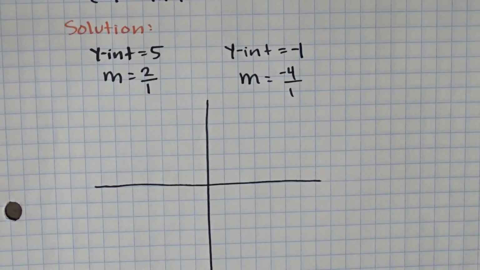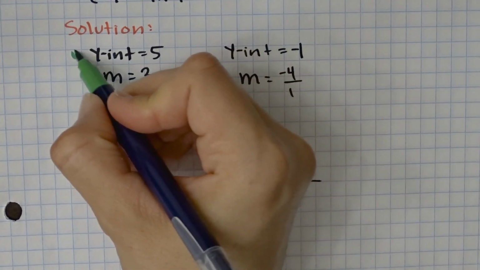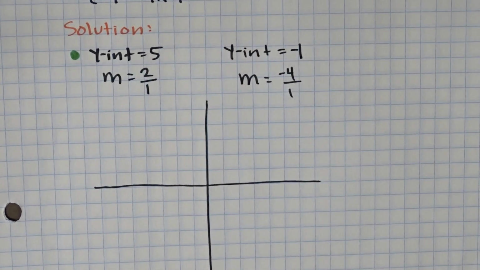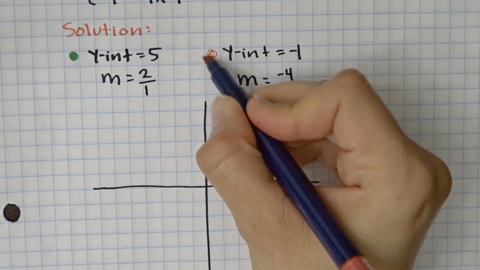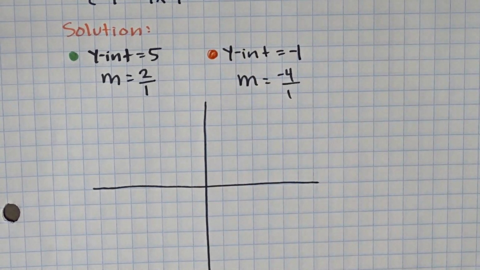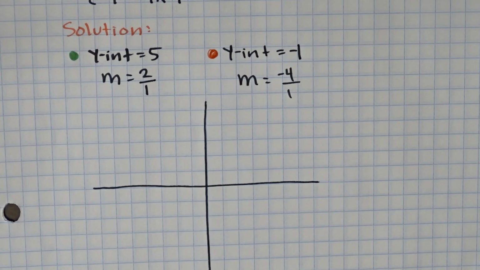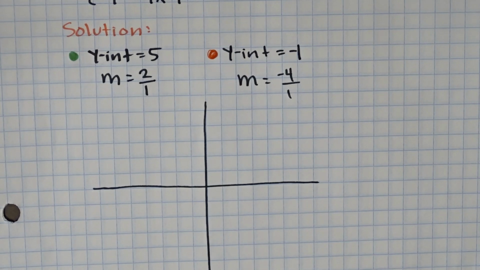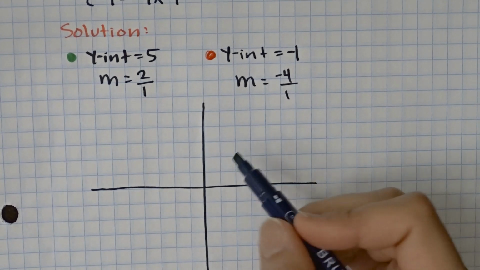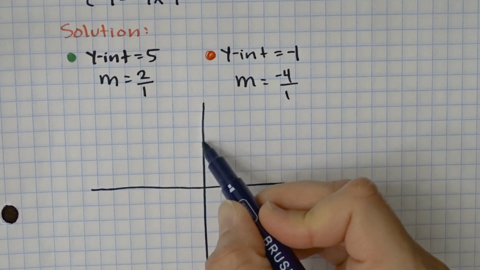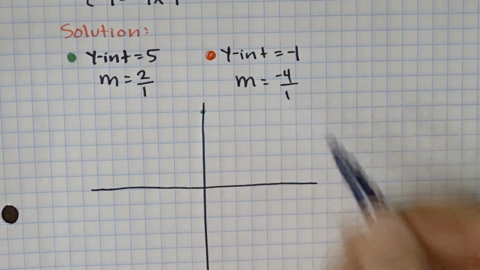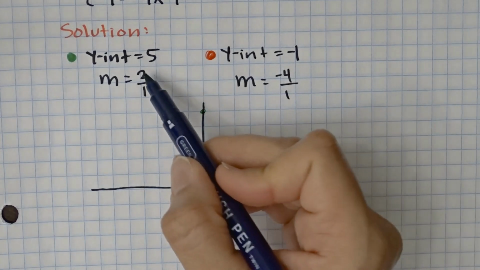All right, and I'm going to color code the equations so we can tell which one's which. So we'll say this one I'm going to do green, and this one I'll do in red. So first, the green line. I'm going to start on the y-axis at 5. So that means I'm going to be here. 1, 2, 3, 4, 5. And then my slope says up 2 over 1.